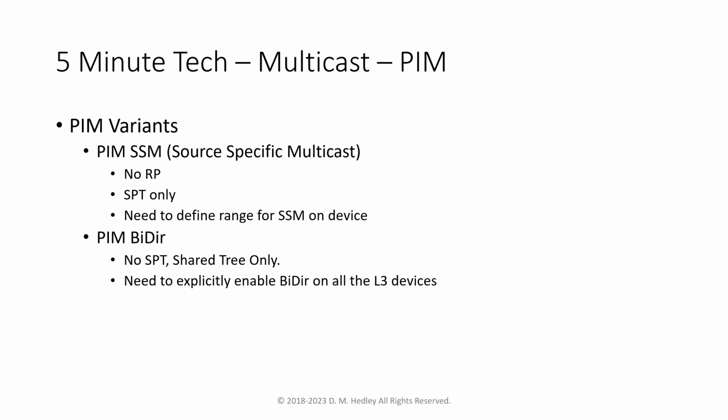Source specific is more interesting. It doesn't use a rendezvous point. How the last hop router knows where the sources are, there's a number of ways, including some that require out of band. So the application itself has to have some method of knowing where the sources are. There's no shared trees because there's no rendezvous point. And one of the things you're supposed to do is define on all your devices that if you see this range, it is source specific.